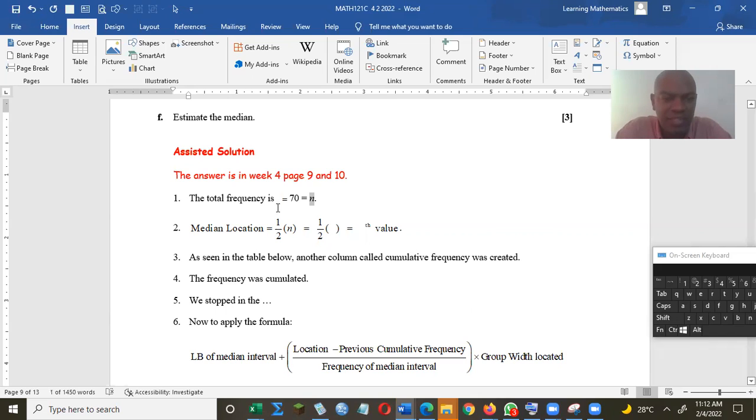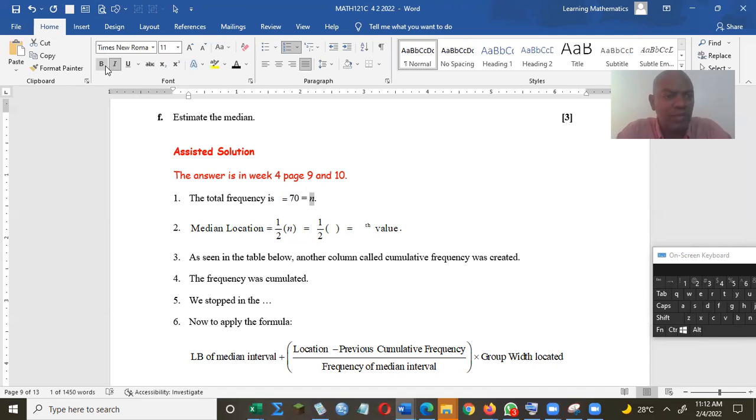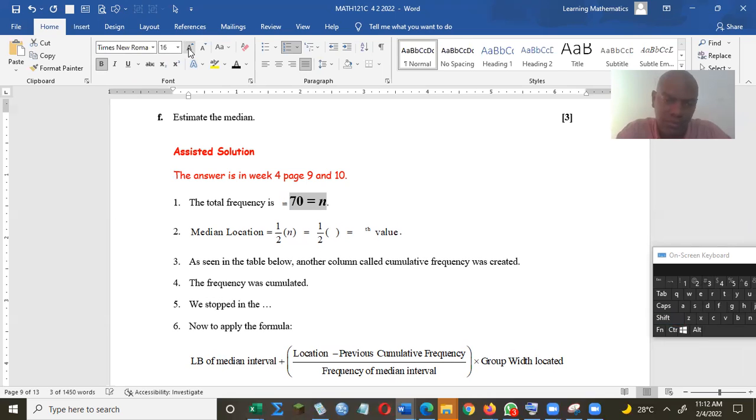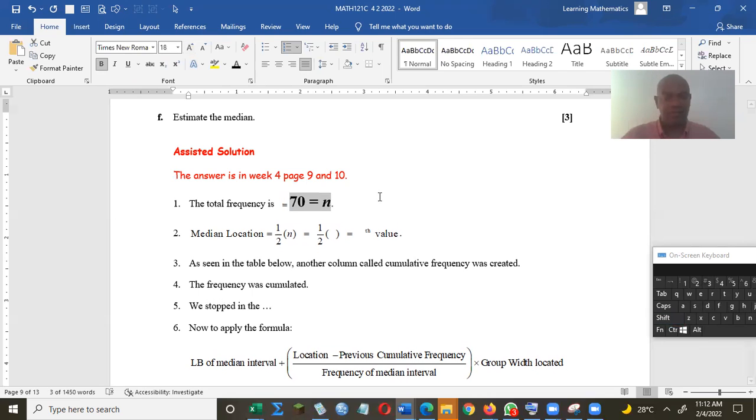Anybody who is doing this with me, what is the n for the assignment? Number 10, part F, estimate the median. The first step is to find the total frequency, which is the n. Anybody? What is your n? 80? 80. Okay, so you type 80 by step 1.